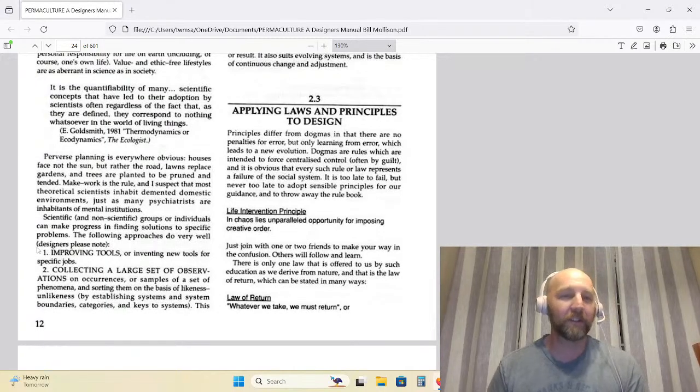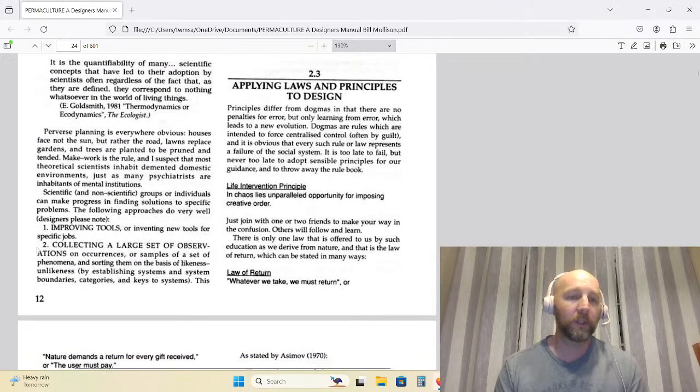Scientific and non-scientific groups or individuals can make progress in finding solutions to specific problems. The following approaches do very well. Designers, please note. 1. Improving tools or inventing new tools for specific jobs. 2. Collecting a large set of observations on occurrences.